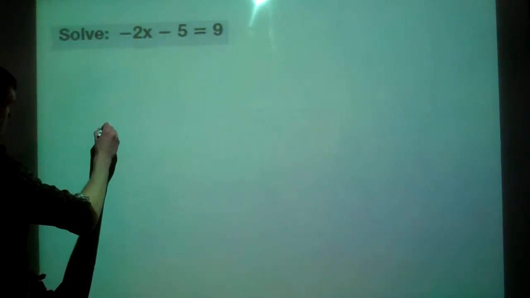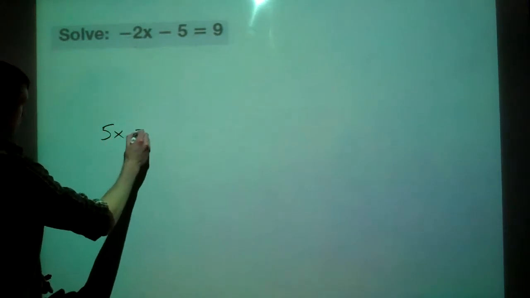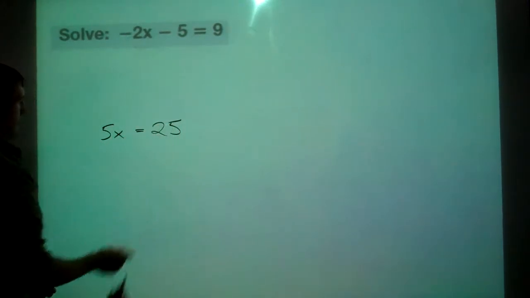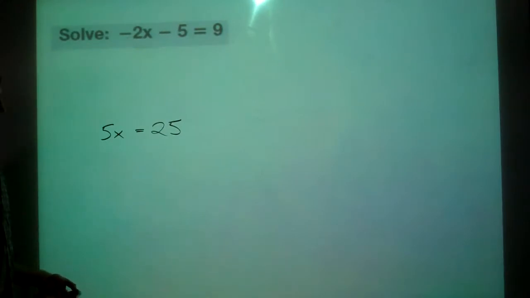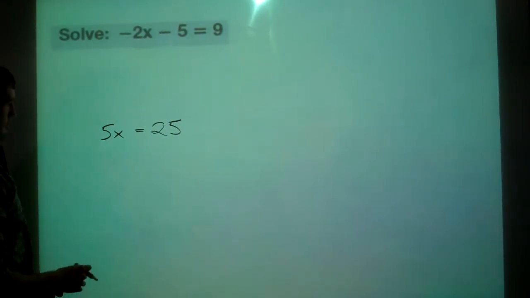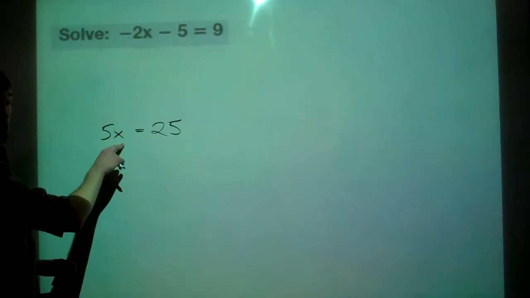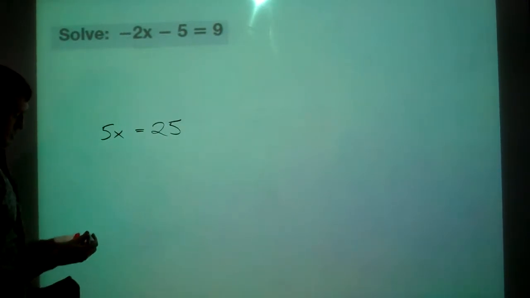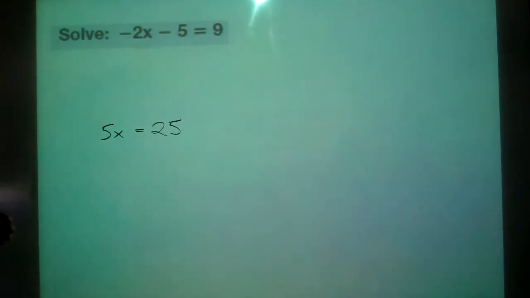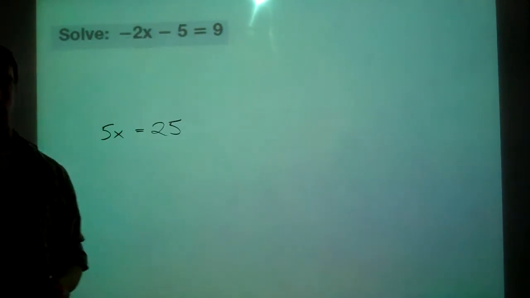That would look like 5x equals 25. This is a one-step equation because we only have one step to get the answer. 5 times what gets us to 25? Well, we know that 5 times 5 gets us to 25. How do we show that?